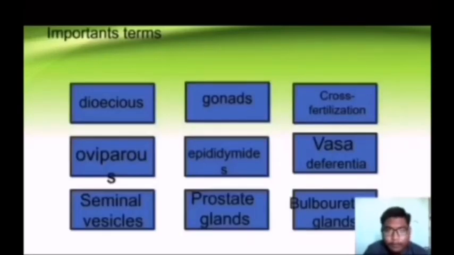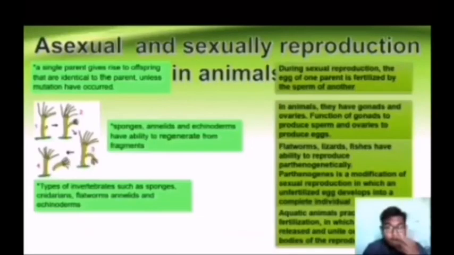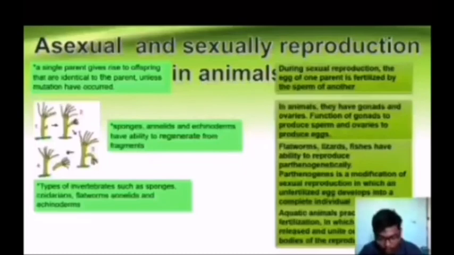Okay, so important terms in this topic are gonads, like testes, cross fertilization, ovaries, epididymis, vas deferens, seminal vesicle, prostate gland, and bulbourethral gland. First, I will present about asexual and sexual reproduction in animals.